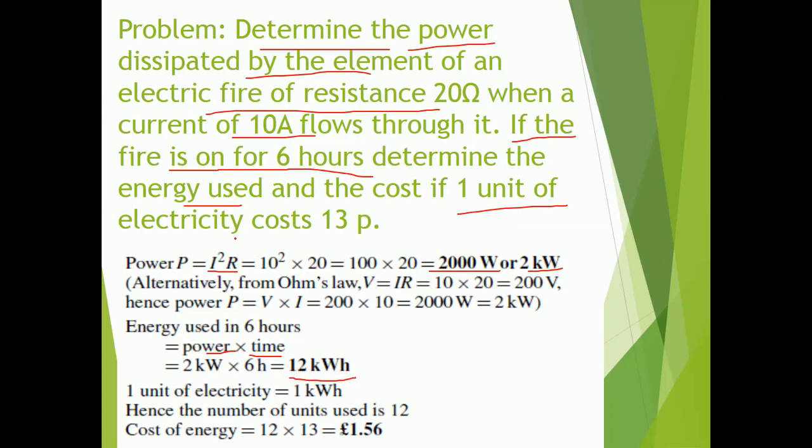Now the costing, 1 unit of electricity costs 13 paisa. So what is 1 unit? 1 unit is 1 kilowatt hour. That means the cost for 1 kilowatt hour is 13 paisa, and the cost for the total 12 kilowatt hour comes out to be 12 into 13, which is 1.56.